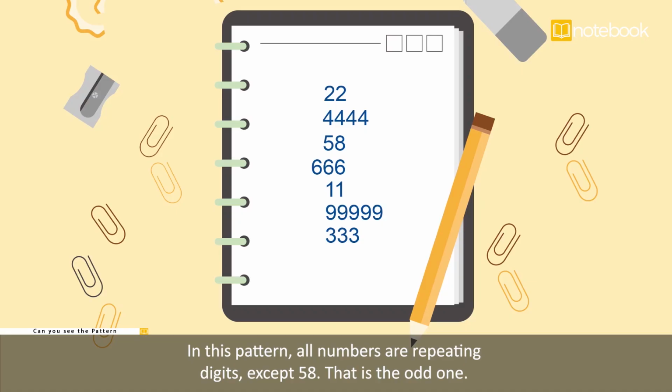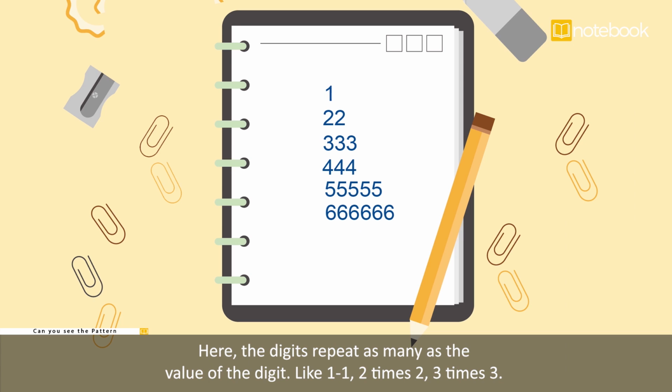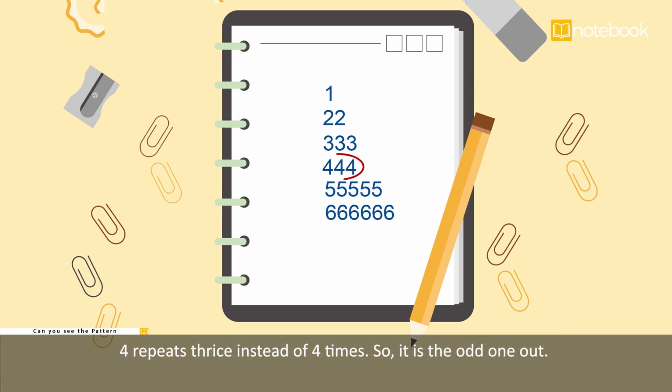In this pattern, all numbers are repeating digits, except 58. That is the odd one. Here, the digits repeat as many times as the value of the digits, like 1 once, 2 twice, 3 thrice, but 4 repeats thrice instead of 4 times. So, it is the odd one out.